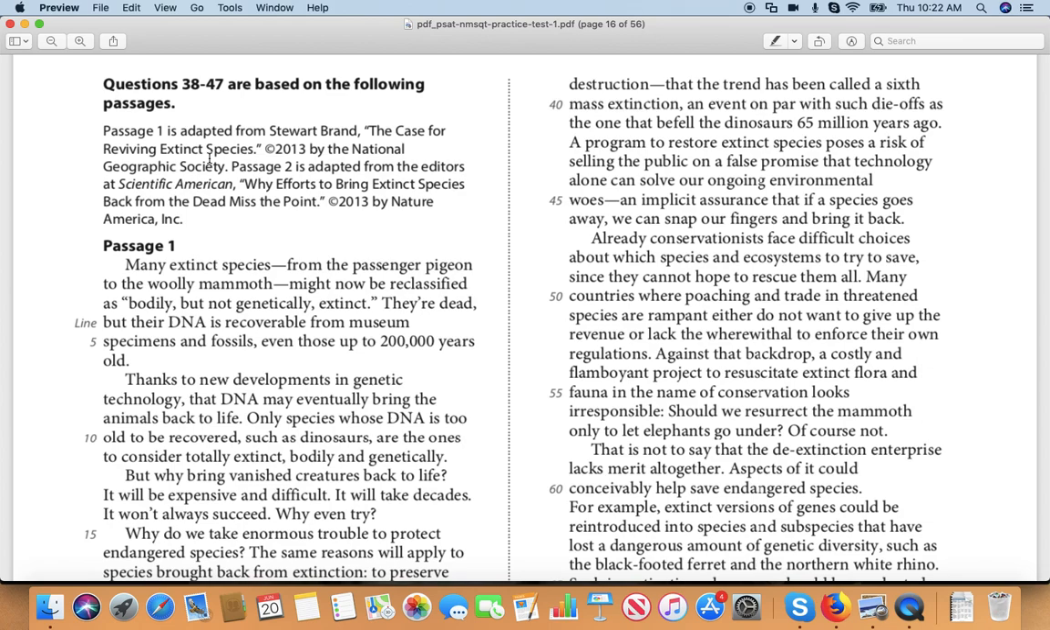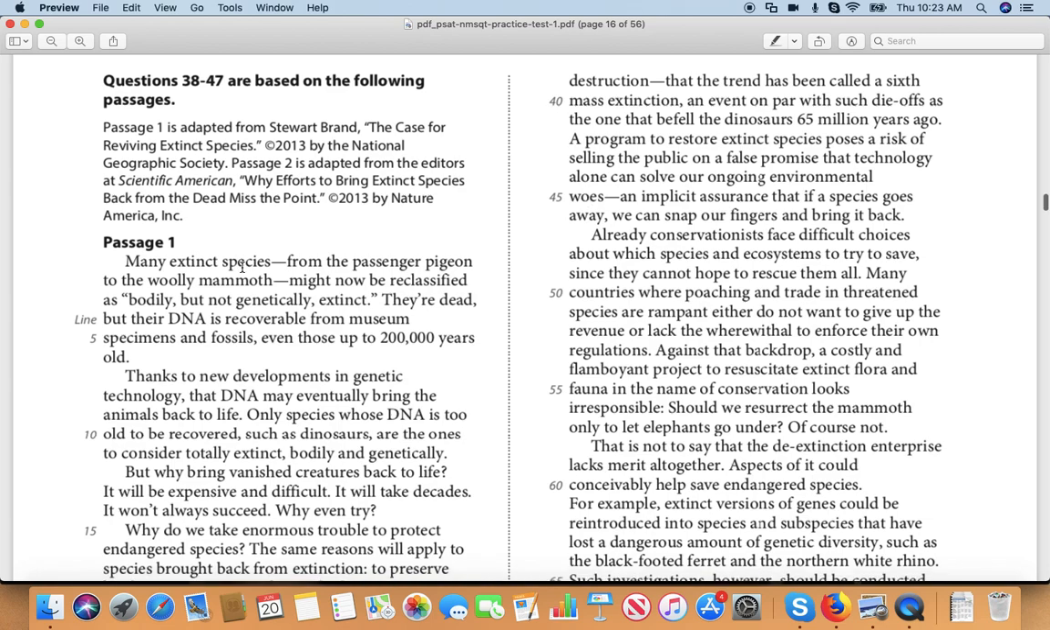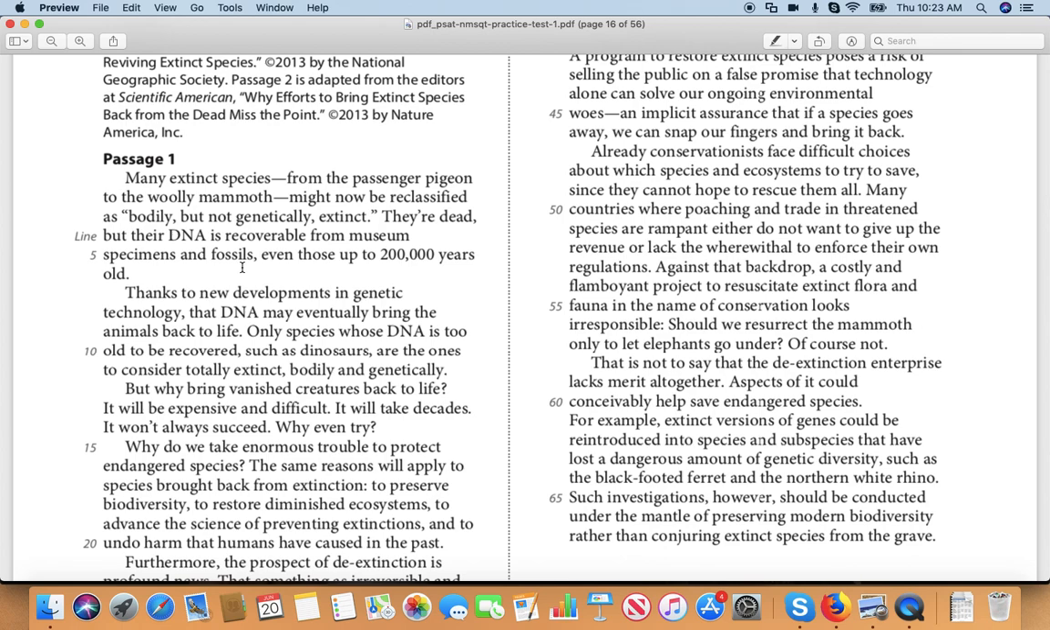Passage 1 is adapted from Stewart Brand, The Case for Reviving Extinct Species, 2013 by the National Geographic Society. Passage 2 is adapted from the editors of Scientific American, Why Efforts to Bring Extinct Species Back from the Dead Miss the Point. Okay, interesting. All right, great. Go into that first paragraph in passage 1, please.